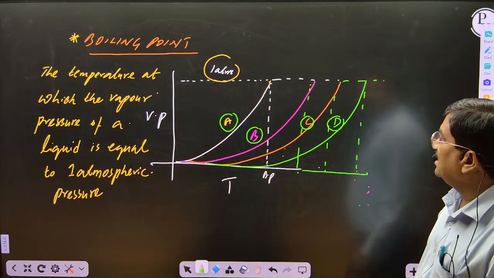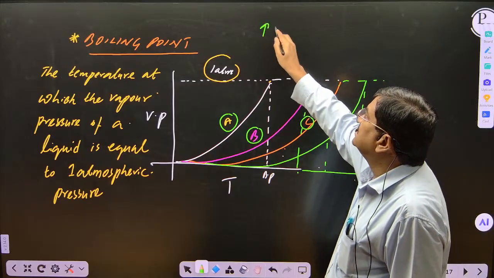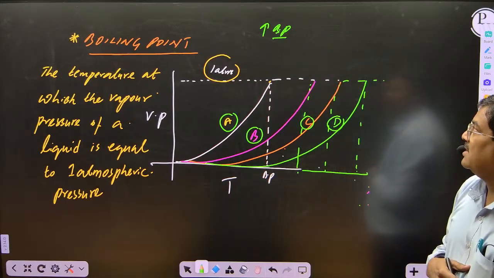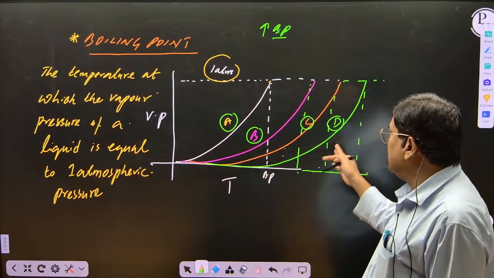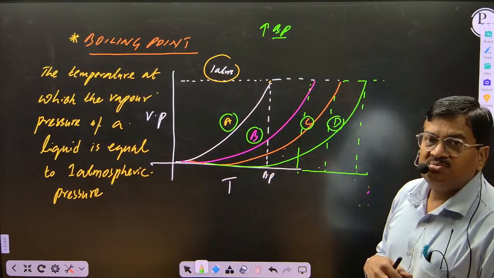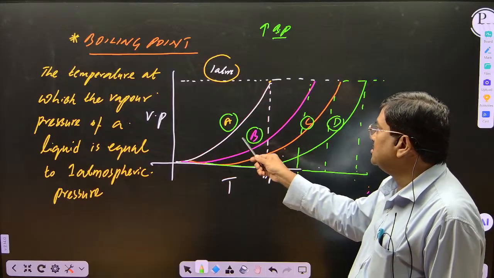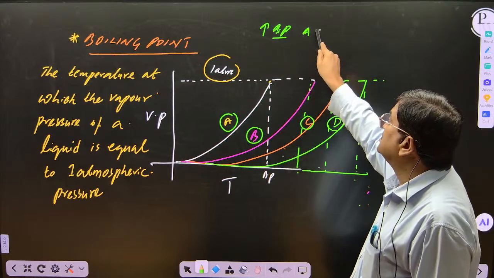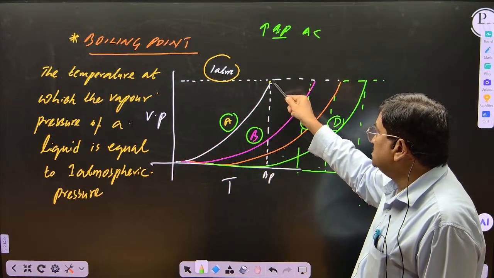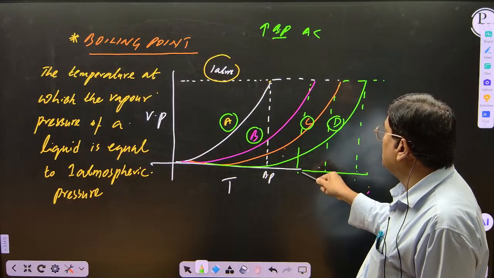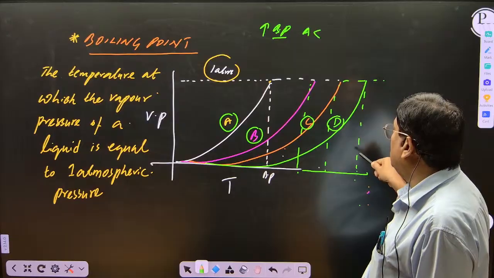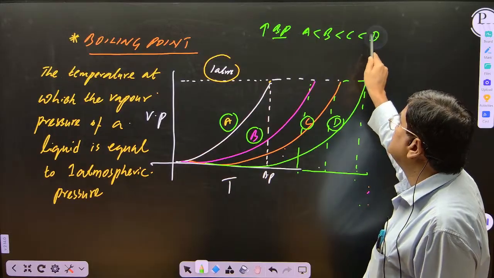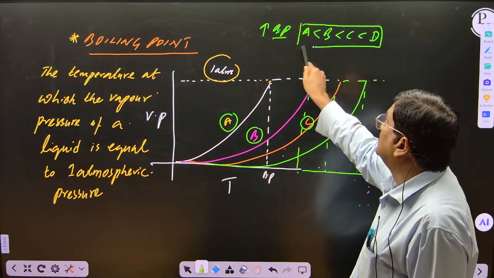Understood? Now tell me, among A, B, C, D, arrange in increasing order of boiling point, from lowest boiling point to highest boiling point. Which is having the least boiling point? Can I say A comes lowest? Correct, do you agree? So A comes lowest, next to A comes B, then C, then D. So A less than B less than C less than D. This is the increasing order of boiling point.